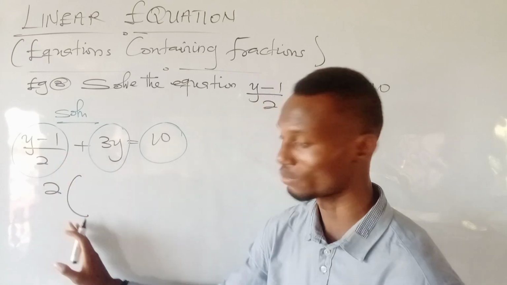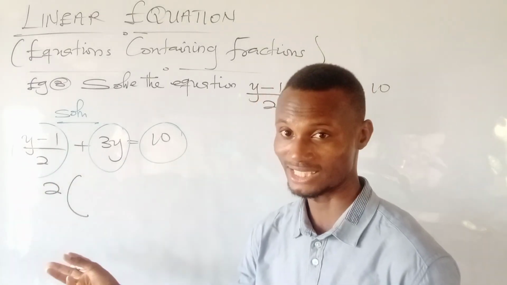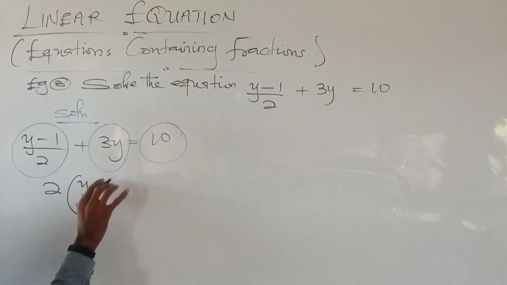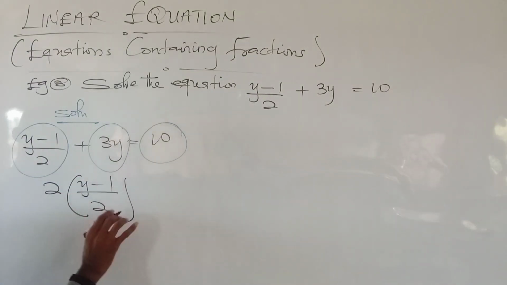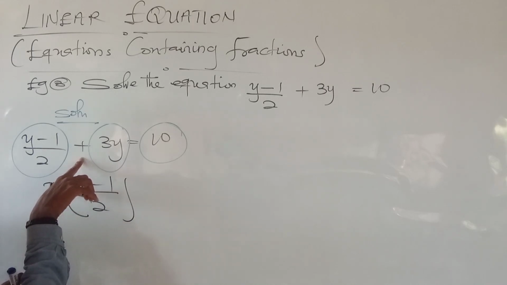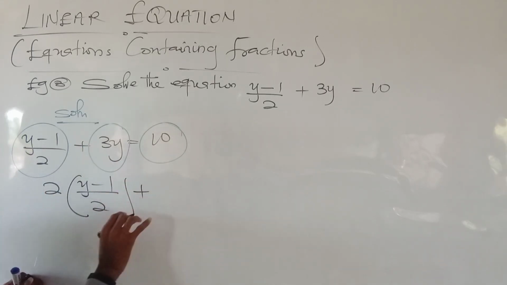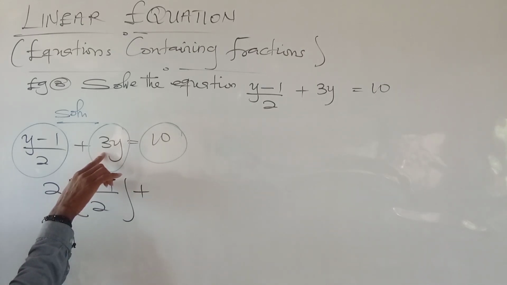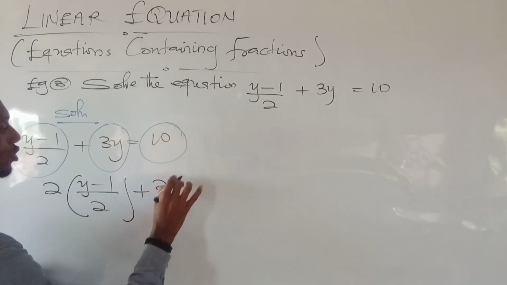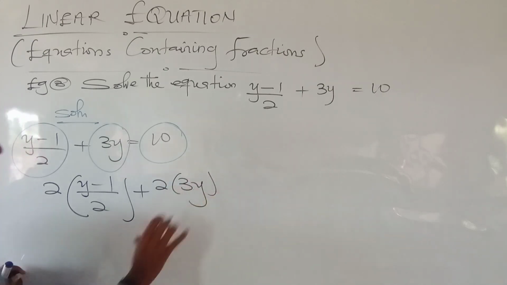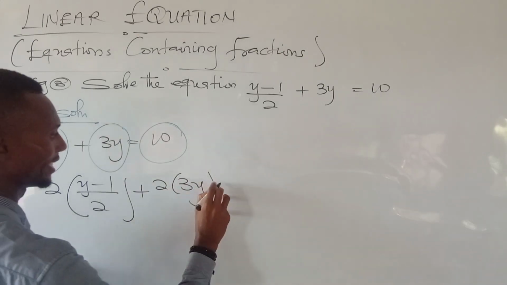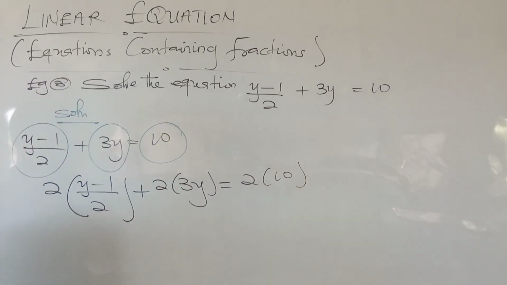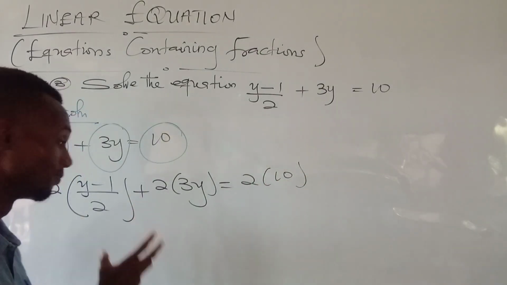So 2 into bracket. The bracket means multiplication. So 2 into bracket y minus 1 all over 2. You close your bracket. Now the sign here is addition, so bring your addition sign here. Then this 3y also will be multiplied by the LCM, which is the 2. So 2 times the 3y, we close our bracket, equals 2 times the 10 as well. I hope you agree with me up to this point.